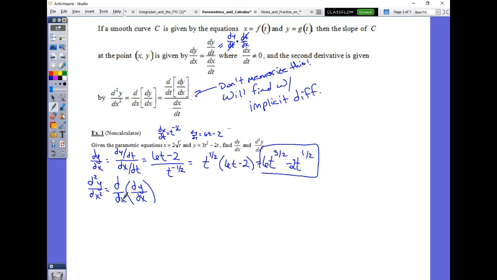Now remember, I told you I'm going to show you how to do this without having to memorize the derivative with respect to t of dy/dx divided by dx/dt. I promise you we're going to get around having to know that equation completely. Let's take a look at this. Take the derivative with respect to x of dy/dx, and dy/dx is 6t to the 3/2 minus 2t to the 1/2. Agreed? What is the derivative of the first term?